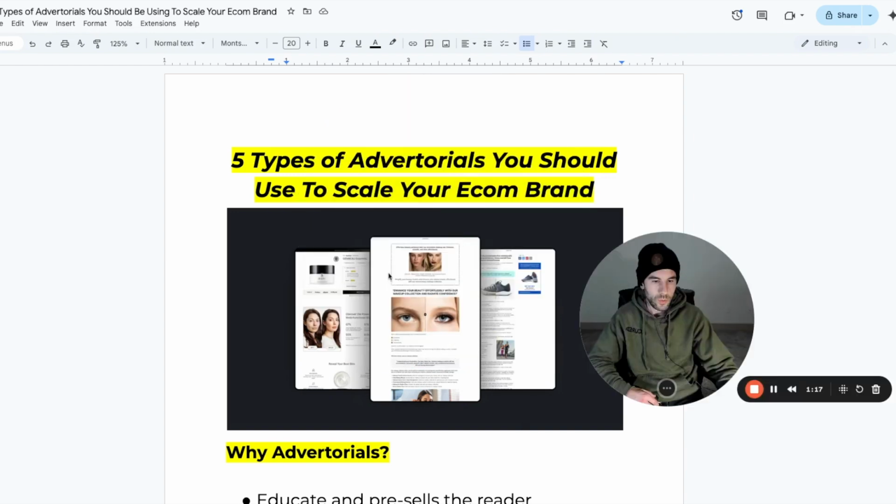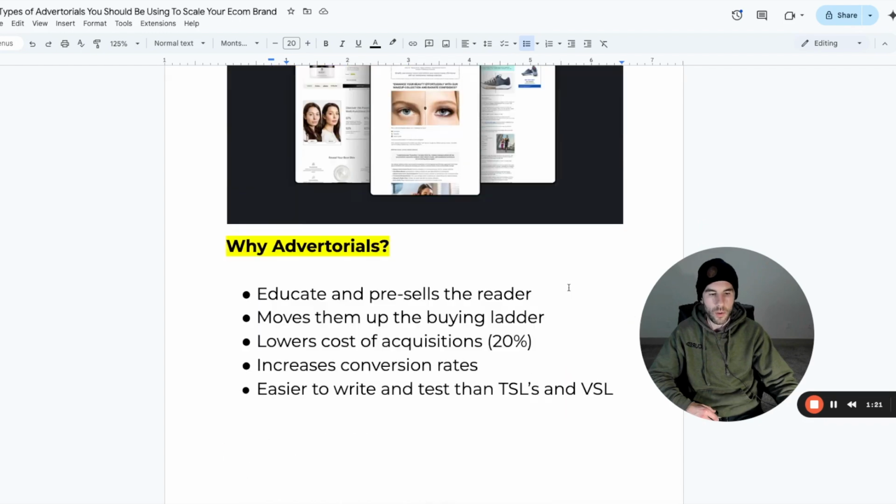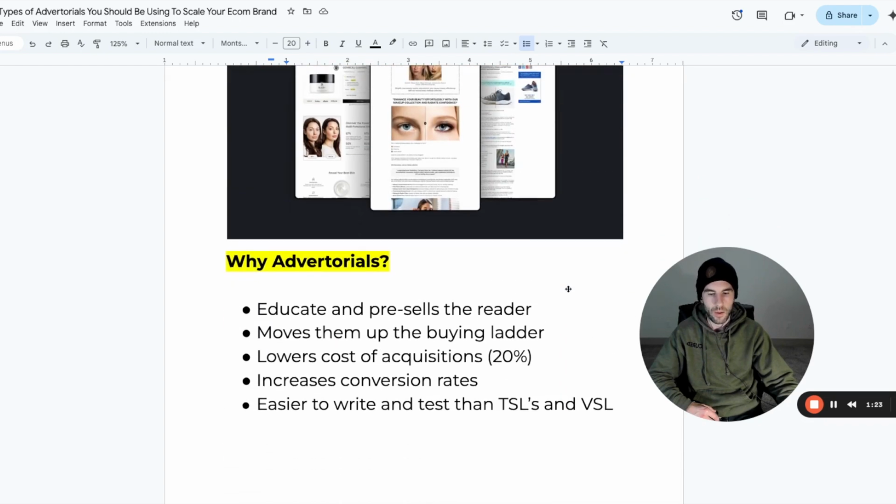Now, first, we are going to do a quick recap on why to use advertorials. Now, one of the most important things is that they really educate and pre-sell the reader. So it's a great way to sell people without feeling overly salesy, because usually the typical rule in advertorials, and this isn't like a hard and fast rule, is it's 70% education, 30% selling.